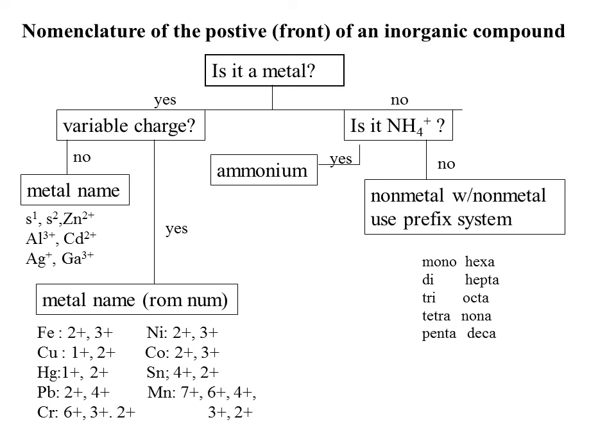We're not going to be using all of these metals here. We're going to be focusing on iron and copper. If it's not a metal, then you look to see, is it ammonium? If it is ammonium, then you're just going to name it ammonium. If it's not ammonium, then you're going to realize it's a nonmetal in the front, and you're going to be using the nonmetal with nonmetal prefix system.